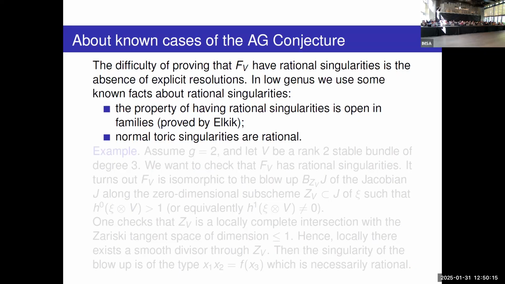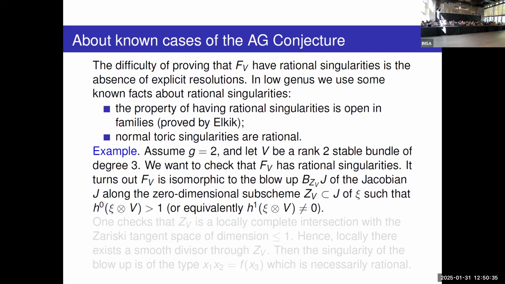And so we use two tricks. One trick is that the property of having rational singularities is open, preserved under deformation. This was proved by Elkik. And another is that toric normal singularities are rational. So these two tricks turned out to be enough to know it for low genus.